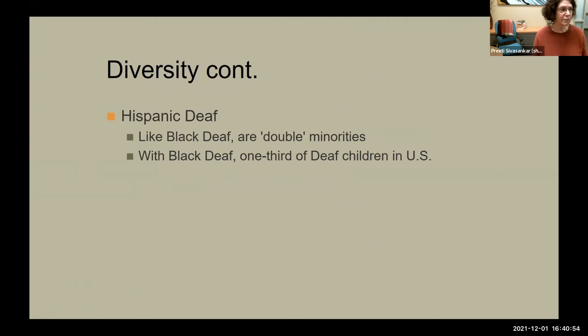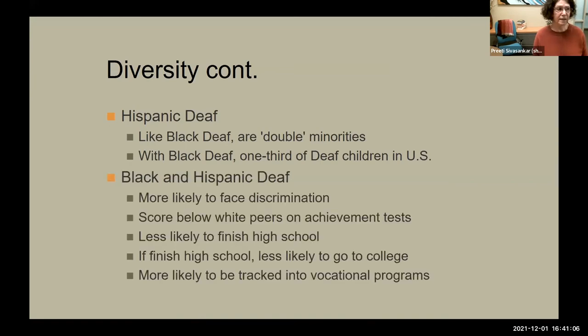Hispanic Deaf, like Black Deaf, they're double minorities. Black Deaf and Hispanic Deaf together constitute one third of deaf children in the United States. Black and Hispanic deaf are more likely to face discrimination, score below white peers on achievement tests, and be less likely to finish high school. If they finish high school, they're less likely to go to college, more likely to be tracked into vocational programs.